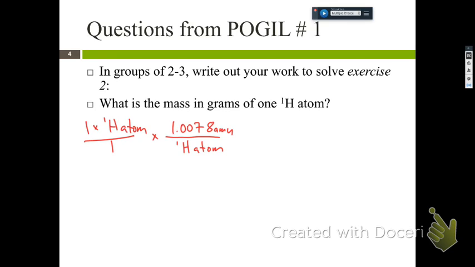Use the conversion factor of 1 AMU equals 1.6606 times 10 to the negative 24 grams. Wouldn't that be the other way around?